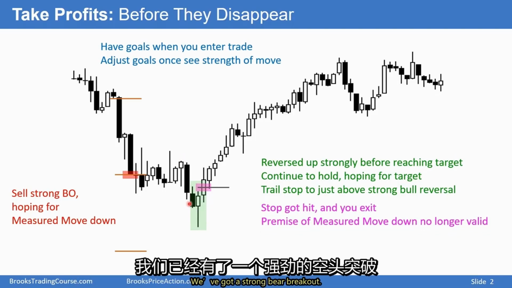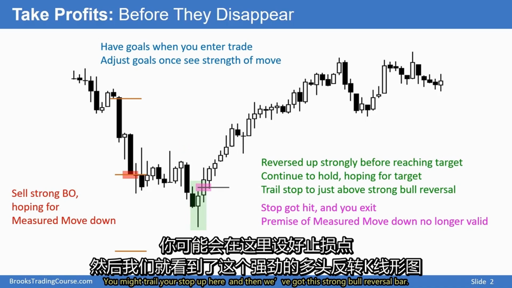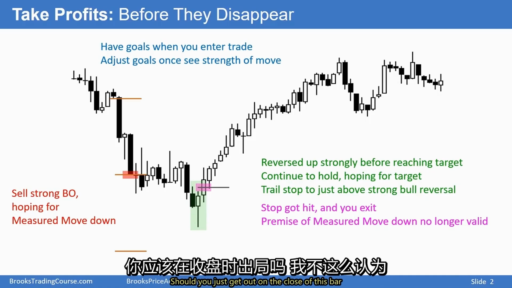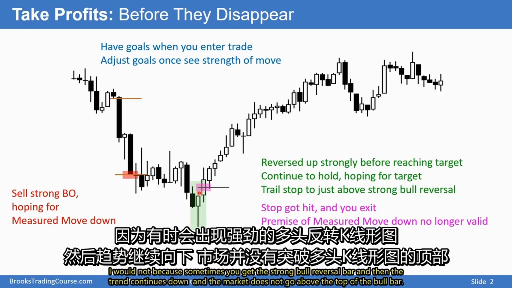We got a strong bear breakout. You might trail your stop up here. And then we get this strong bull reversal bar. Most traders will get out above the high of this bar. Should you just get out on the close of this bar? I would not, because sometimes you get the strong bull reversal bar, and then the trend continues down, and the market does not go above the top of the bull bar.